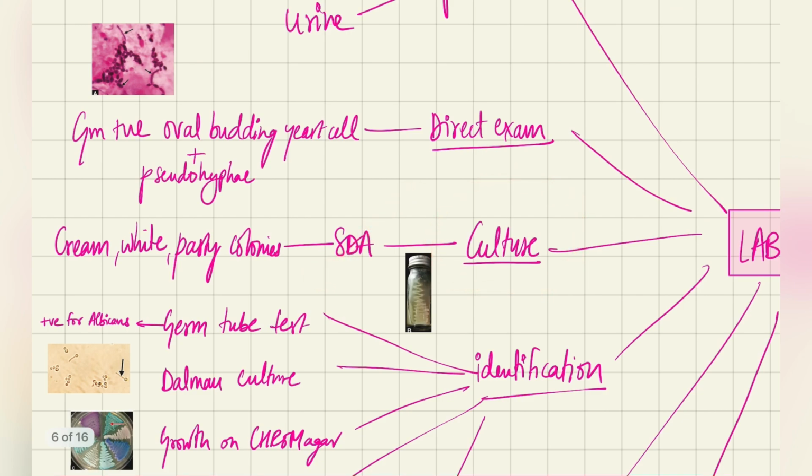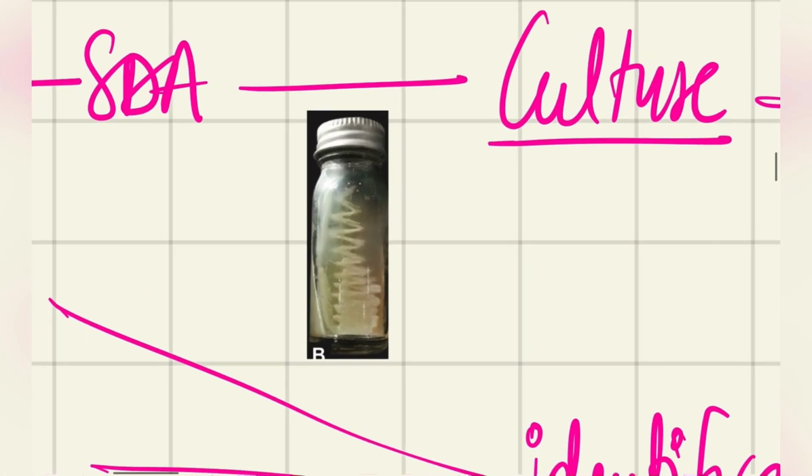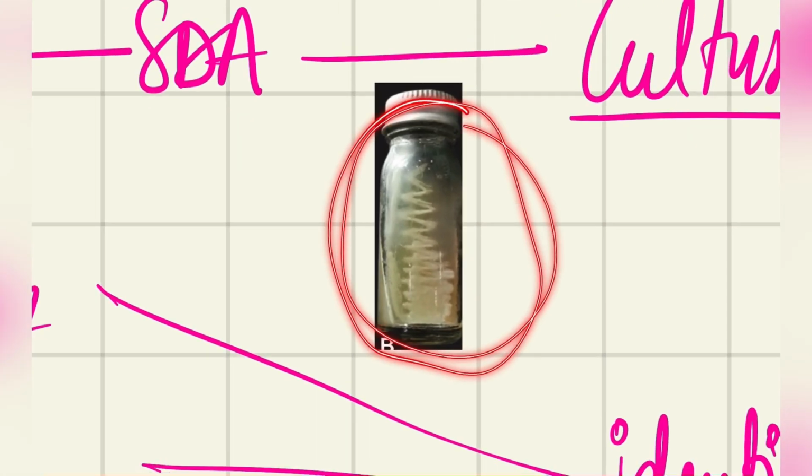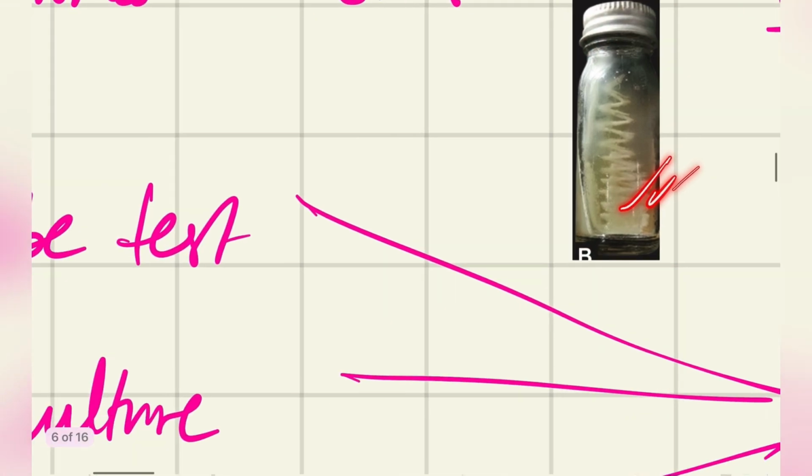Culture in Sabouraud's agar shows cream white pasty colonies. This is also very characteristic. Everything in the lab diagnosis must be remembered. This is a very important organism. Cream white pasty colonies are seen in Sabouraud's agar, and this is how they look, cream white pasty.